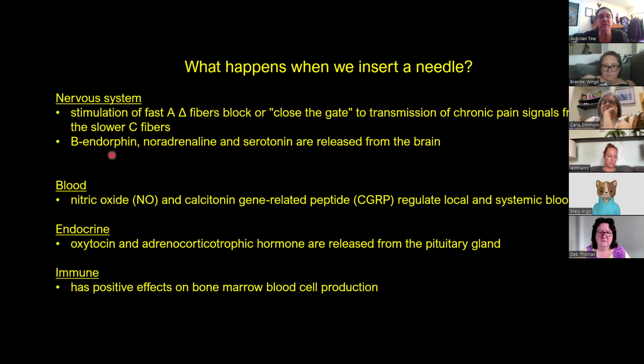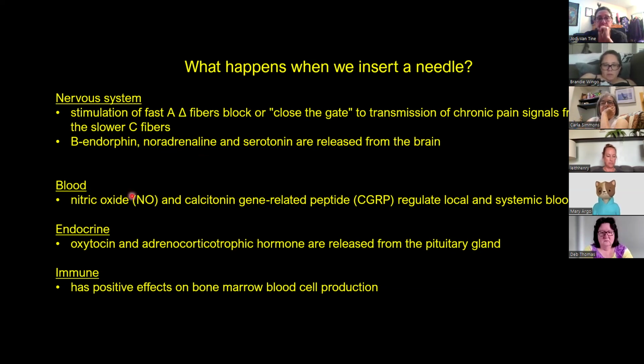They also cause release of beta endorphins, and then noradrenaline, and then serotonin, one of the kind of feel-good neurotransmitters, are released from the brain. It also goes up and stimulates a certain area of the brain and then sends an inhibiting factor back down to the spinal cord. So it kind of inhibits the pain transmission that way from the brain as well.